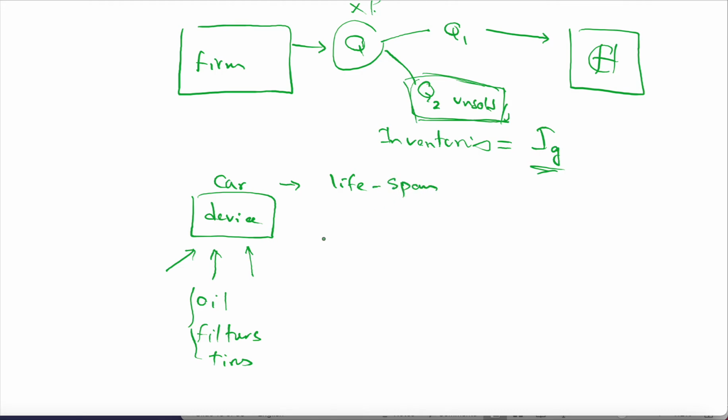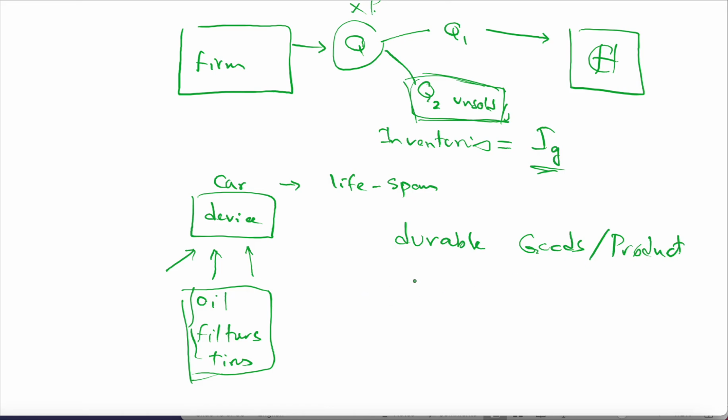So you're spending something as this car works through its lifespan properly. If you don't spend on these things, your car dies faster. So the engineers who have designed this say you have to spend a certain amount of money for replacing the parts, and every durable good or product is subject to depreciation.